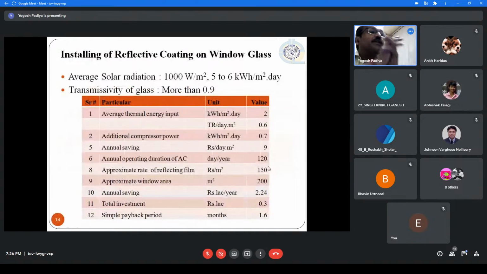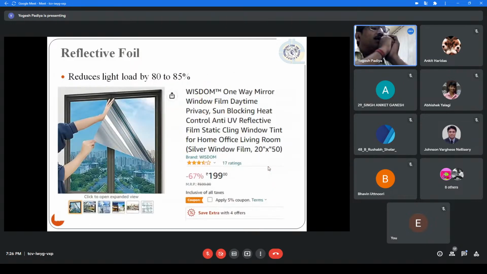Now, before going for this, I will ask, do you know about this? This is reflective foil put on the glass. What will happen because of this? A window glass is a plain glass. Through this, sunlight directly comes. It has a transmittivity of 80% to 90%.